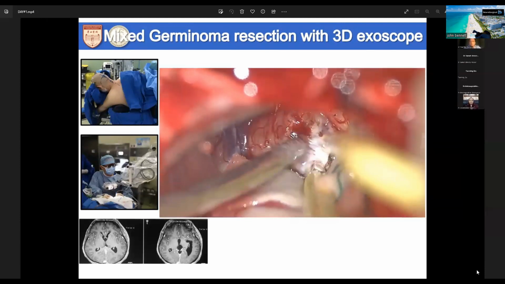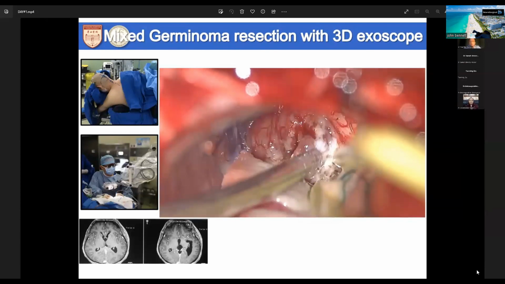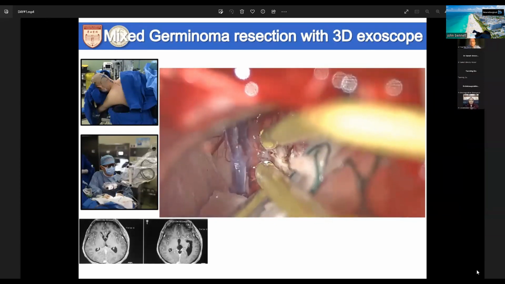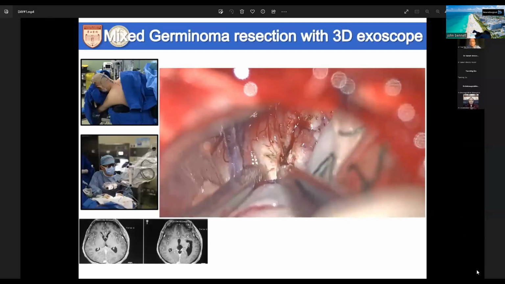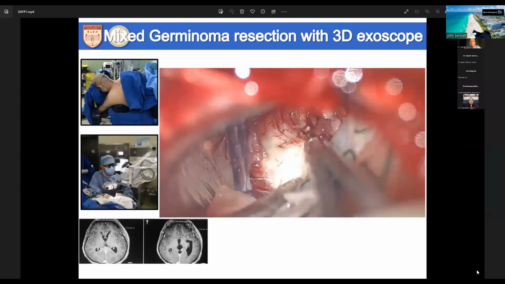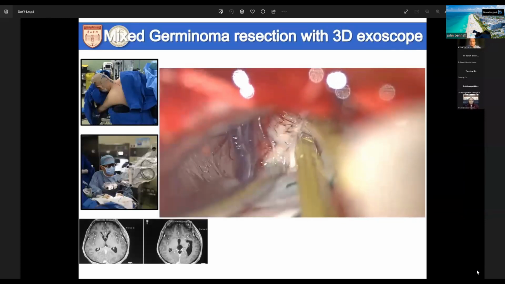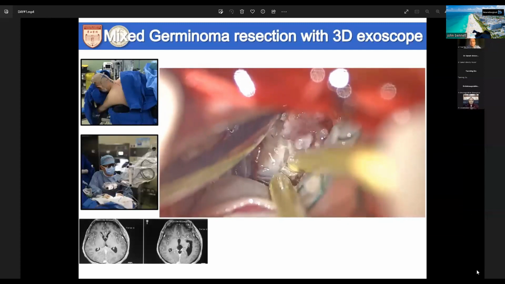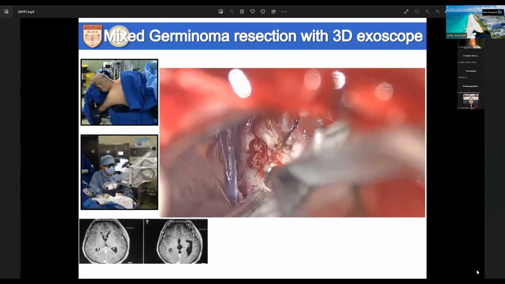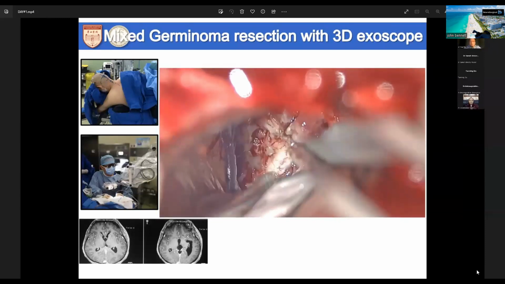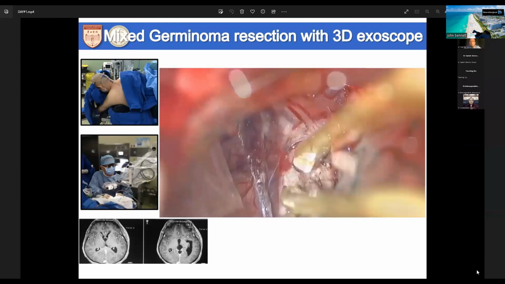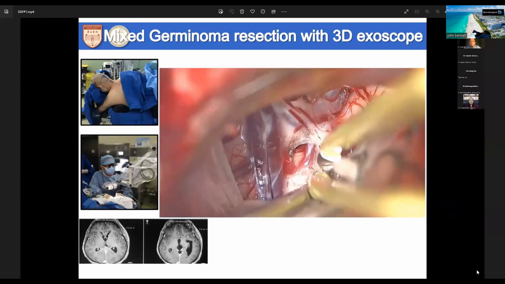So we do a biopsy first, and we send the tissues for rapid pathology. Since the plane between the tumor and the normal brain is quite easy to get, we peel the tumor, and while we wait for the pathology, we keep going with the tumor dissection. Most of the blood supply comes from the bilateral PCA, branches of the PCA. So it's quite decent. It's not difficult to do hemostasis.